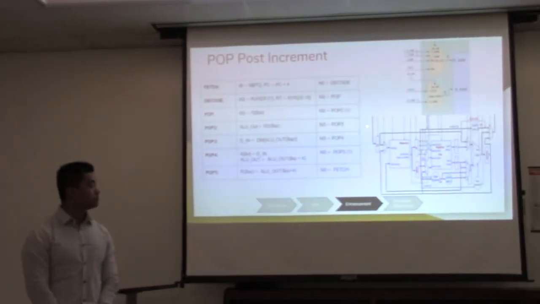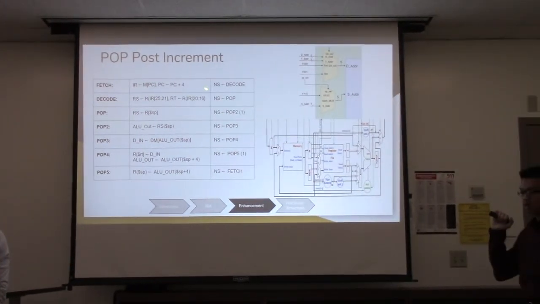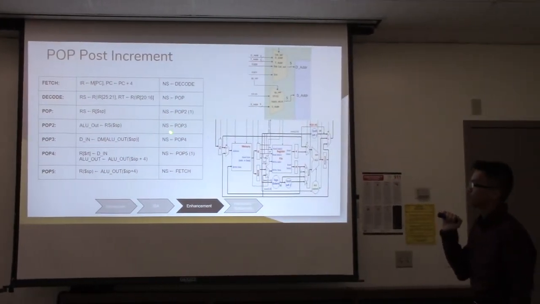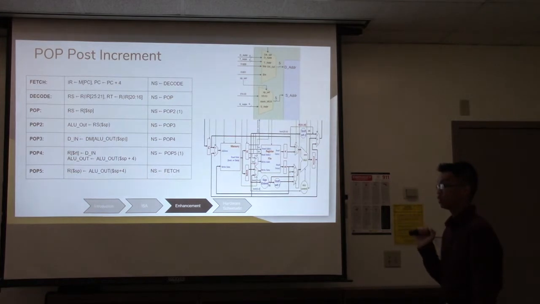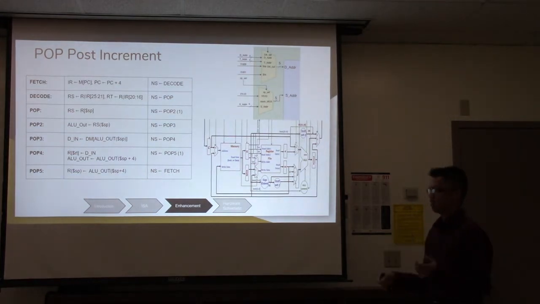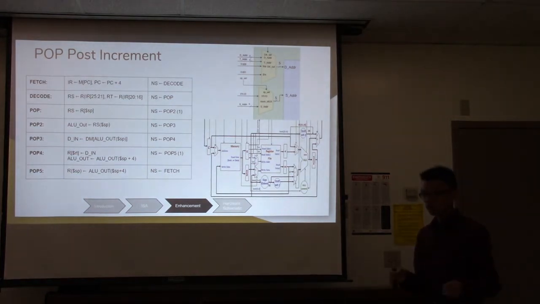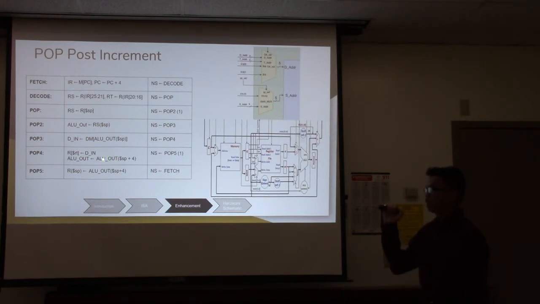Alright, so for the pop, it is a post increment. That's how we use the method for it. So essentially, we're just putting the stack pointer in the RS, and then we're going to have the stack pointer being put into the ALU out. And then we're going to go into the data memory where it's pointed by that stack pointer to be put in the DN register. And since this is post increment after, as you can see in pop 4, when the data and content is being put into a register specified by RT, we're going to increment the stack pointer by 4. And the last part of the pop is to update the stack pointer.